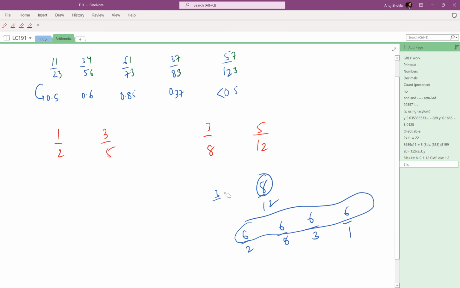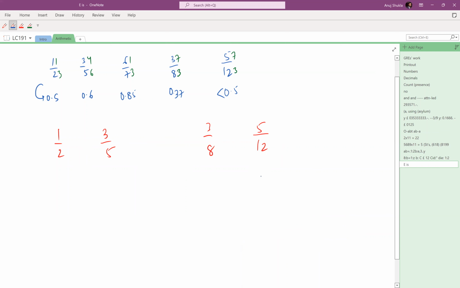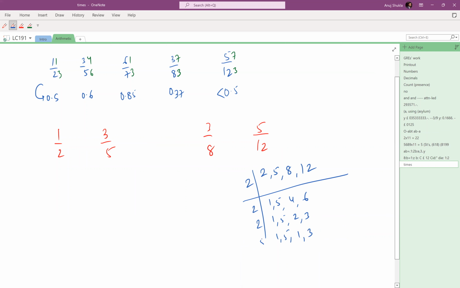So in this case, I will make the denominator equal. How can you make it? You have to take the LCM of 2, 5, 8, and 12. So how do you find the LCM? This is the way. 2, 1, 5, 4, 6. Again 2, 1, 5, 2, 3. Then again 2, 1, 5, 1, 3, and then 5, and then 3. So 2, 2, 2, 5, 3: 8 times 15 is 120. So 120 is the LCM.